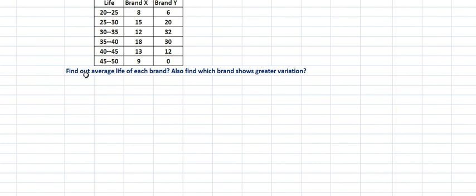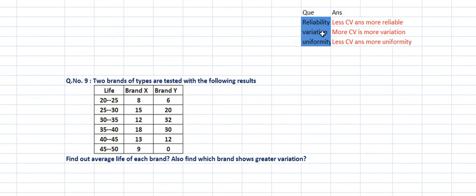Next, also find which brand shows greater variation. See, I said that here for variation you have to find the CV. Whichever brand's coefficient of variation is more, that brand shows greater variation.